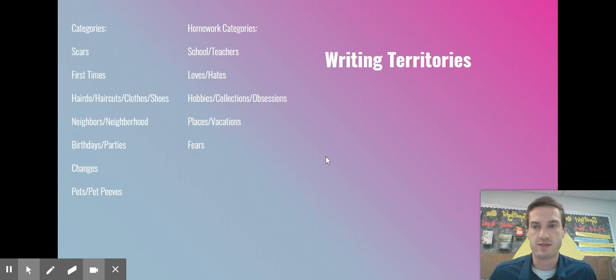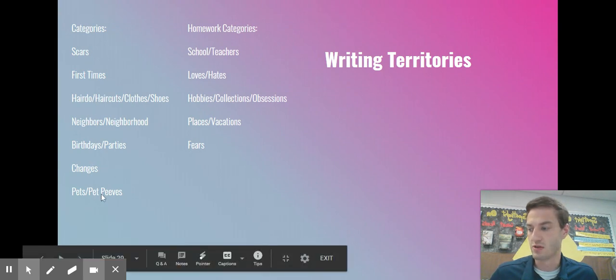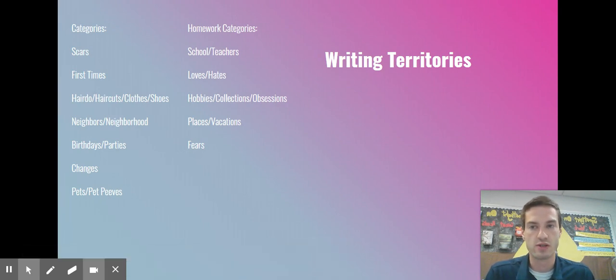So the ones on the left on this slide, scars, first times, and so forth, those are all ones that we did in class today. So we spent 1 minute on each of these, 1, 2, 3, 4, 5, 6, 7 minutes total. And so from those, if you had 2 or 3 example stories per category, you already have at least 10 to 20, maybe even 30 story ideas from your life that you can go off of.